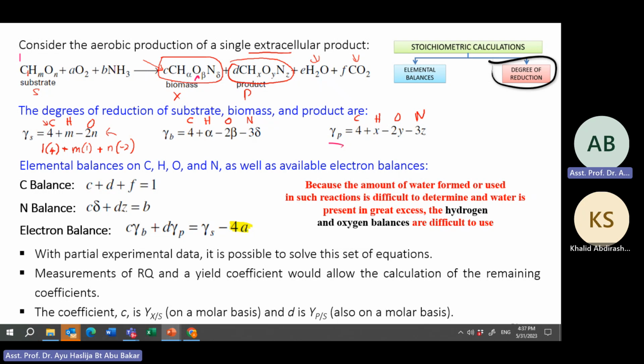Okay, so those all are unknowns. Do the C balance and N balance, then include the electron balance. So from there, you can find out your unknowns.